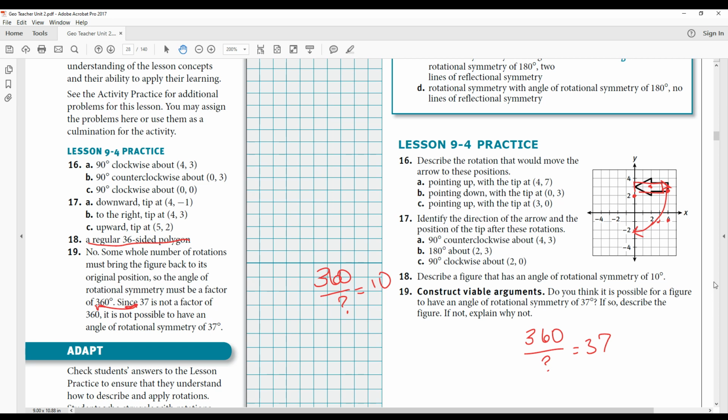In other words, you have to be able to rotate it an actual number of times, an integer. You have to be able to rotate it twice. You have to be able to rotate it 3 times. If you divide 360 by 37, you get 9.7. So that means you would have to rotate it 9.7 times. You can't rotate it 9.7 times. You have to rotate it 9 times, or you have to rotate it 10 times.